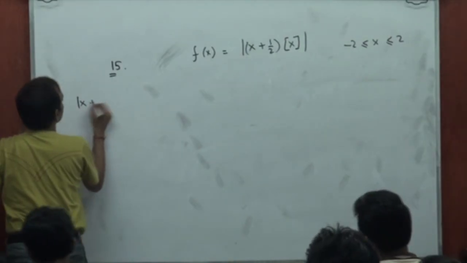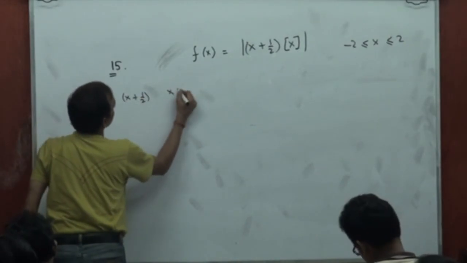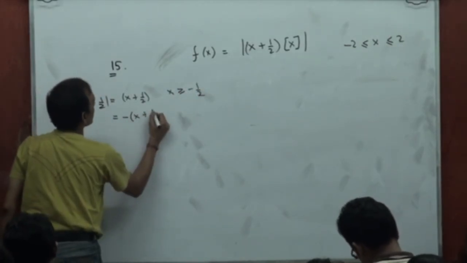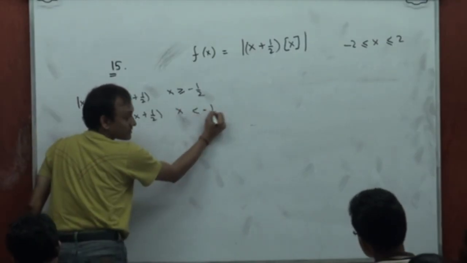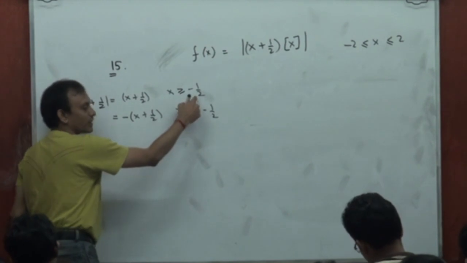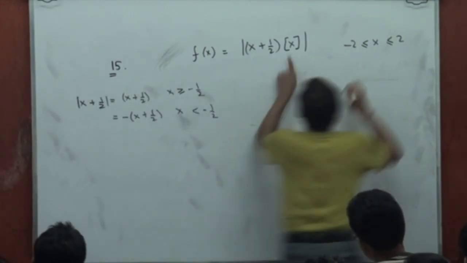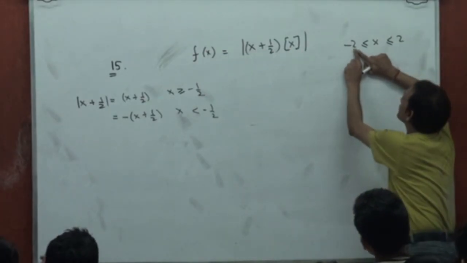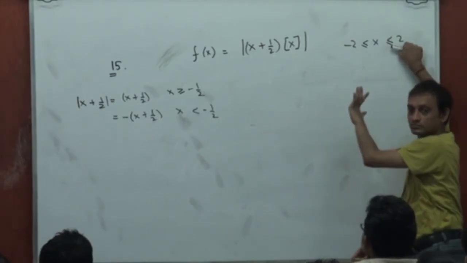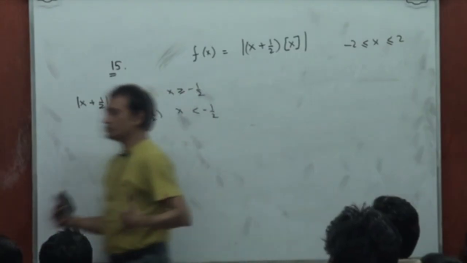Mod x plus half is x plus half when x is greater than or equal to minus half, and is minus of x plus half when x is less than minus half. To the left of x equal to minus half, it's this. To the right of x equal to minus half, it's that. And box x changes behavior at minus 2, minus 1, 0, 1, 2. Right? So this gives us the blueprint for spreading out the interval.